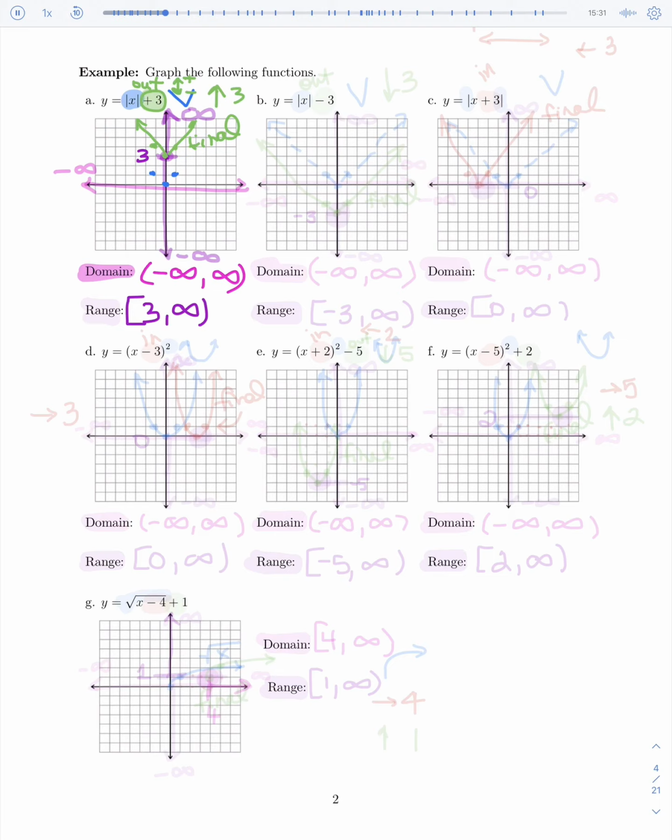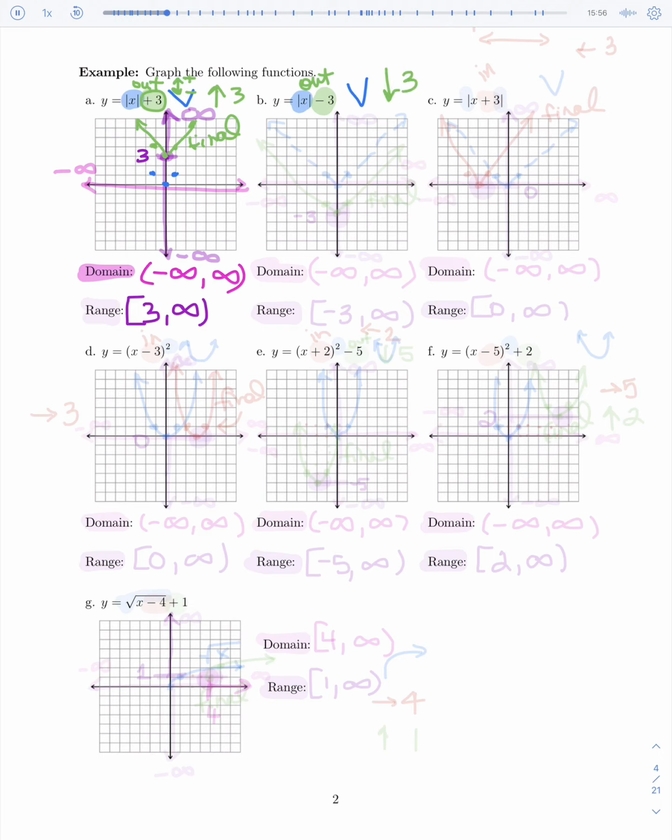Let's take a look at B. In B, we have y equals the absolute value of x minus 3. Because we've got the absolute value here again, it means we're going to have a V shape. Because we do have a minus 3 again, and the minus 3 is on the outside, that means it's going to shift us either up or down. Because, though, of the negative, it means we're actually going to shift our graph down 3.